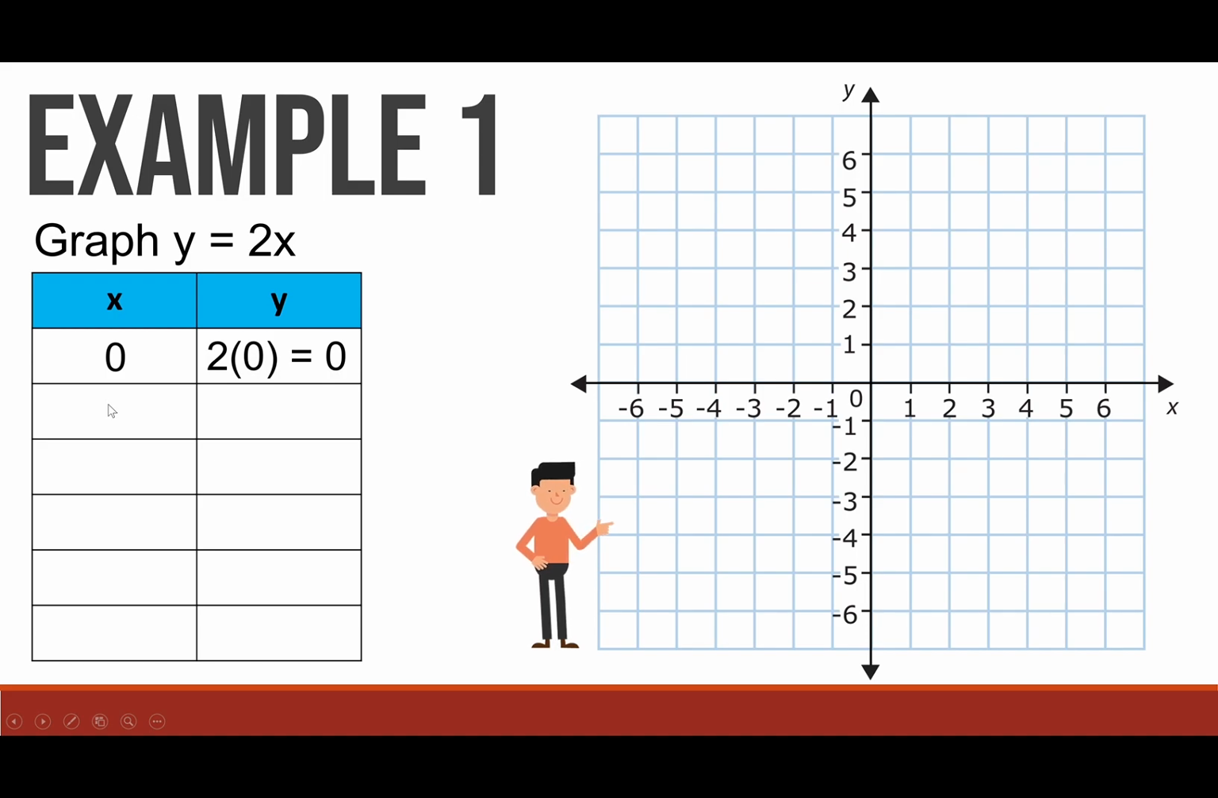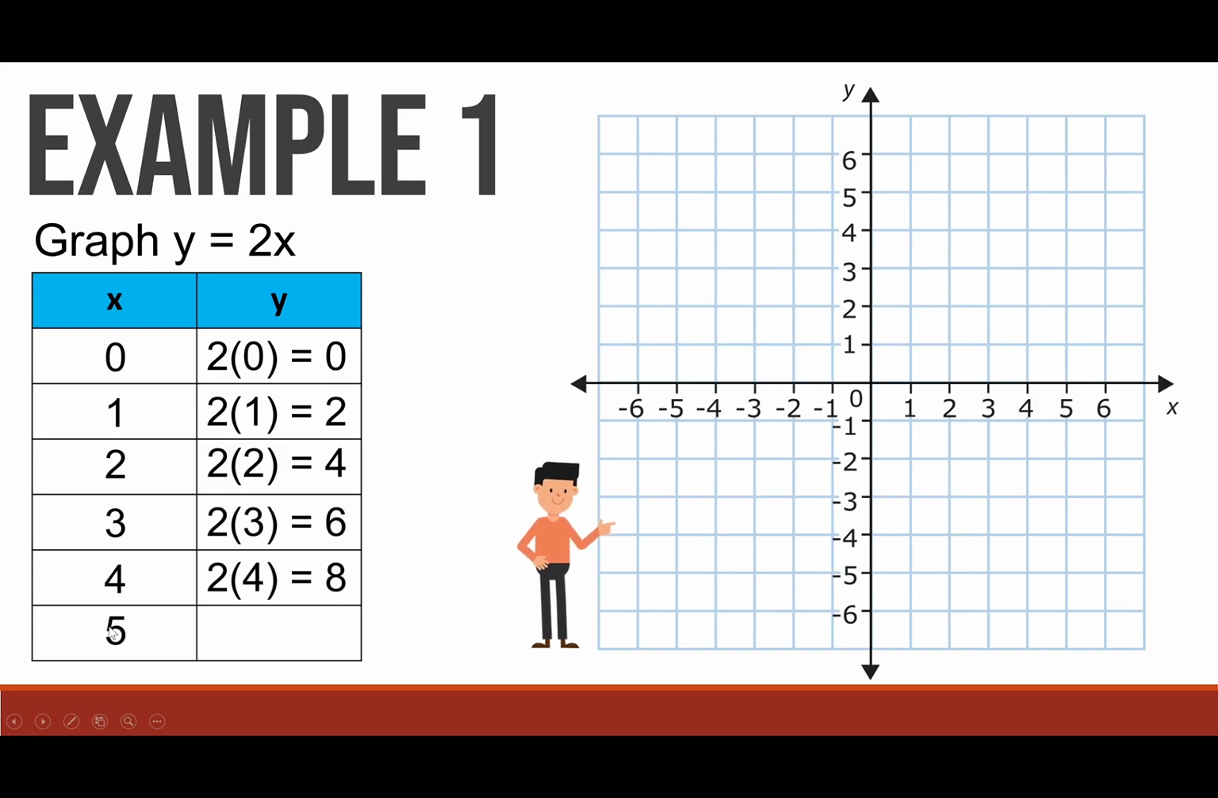For my next input, I'm going to choose 1. So if I choose 1, 2 times 1, that's going to be 2. The next number is going to be 2. 2 times 2, that's going to give me 4. If I choose 3, 2 times 3 is 6. 4, 2 times 4 is 8. And then 5. 2 times 5 is going to give me 10.